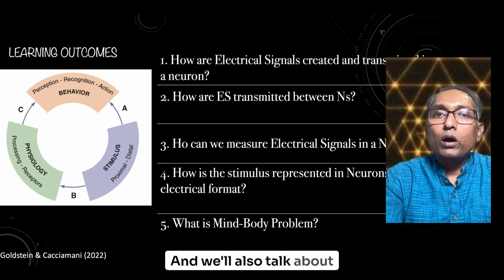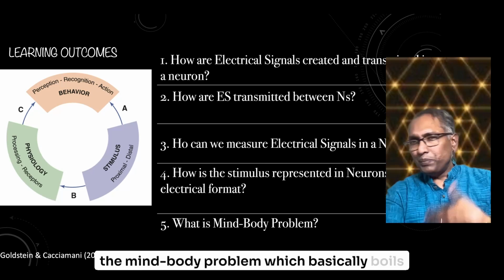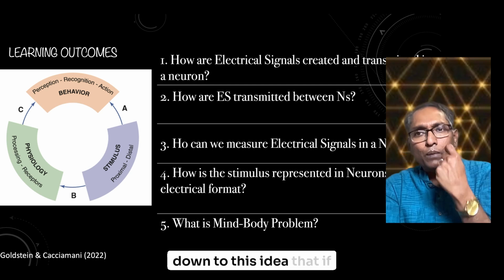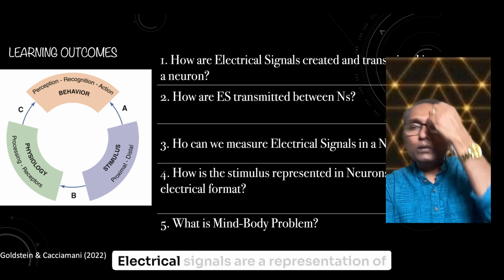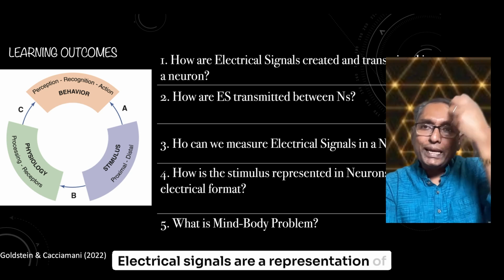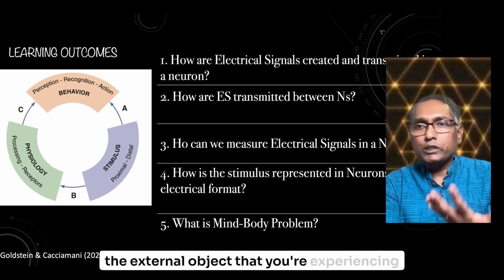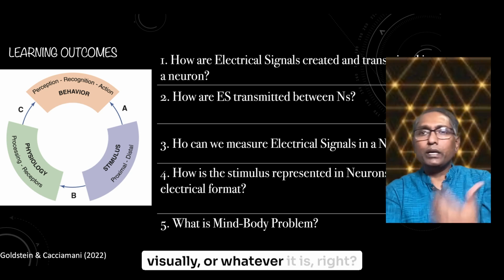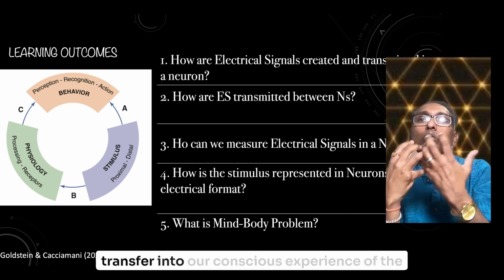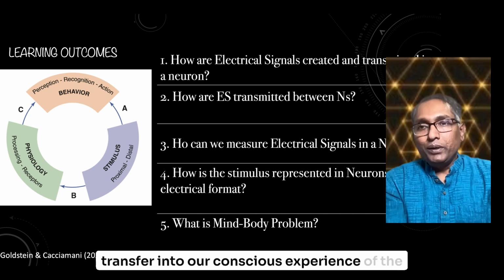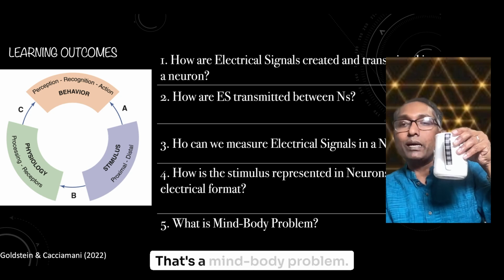And we'll also talk about the mind body problem, which basically boils down to this idea: if electrical signals are a representation of the external object that you're experiencing visually, auditorily, whatever it is, how does that transfer into our conscious experience of the mind? That's the mind body problem.